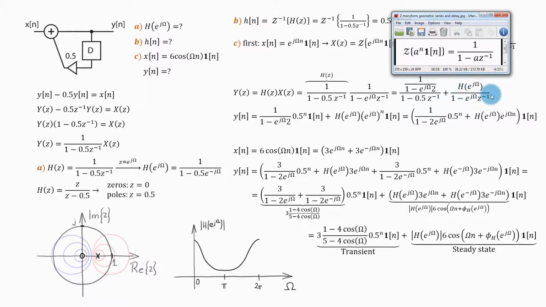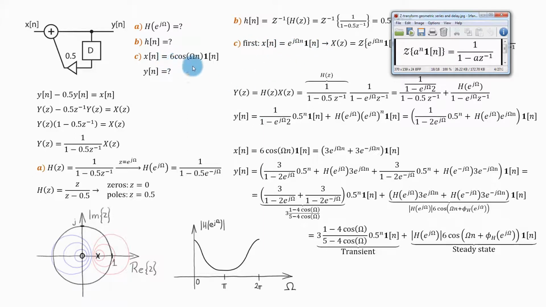This partial fraction actually has this form, this is just a constant for given omega, so this partial fraction will have inverse z transform in the form of this geometric series. And here I multiply by this constant. This expression I can simplify a little bit and write it in this form. So this will be the output of my system when the input is this complex exponential.